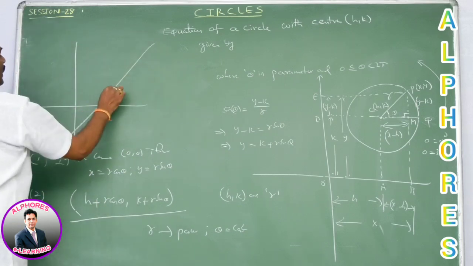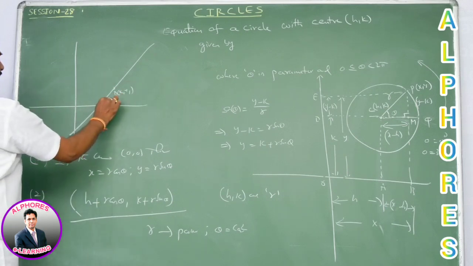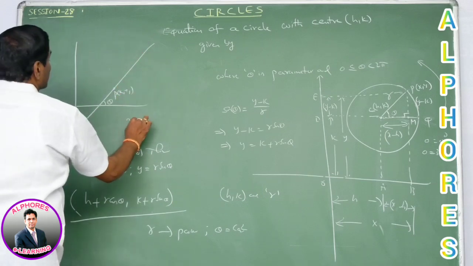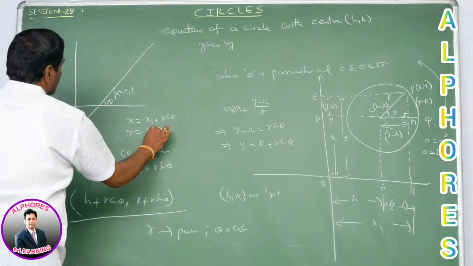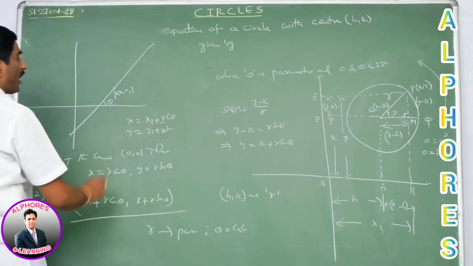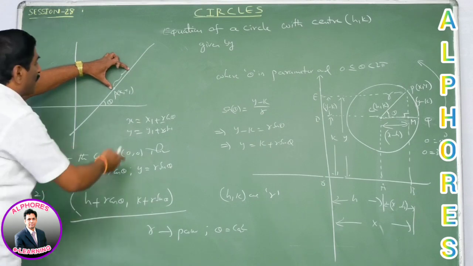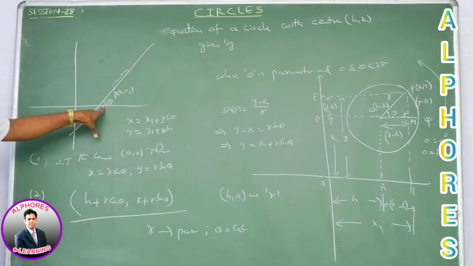Suppose P(x1, y1) is any point on the line, and this makes an angle theta with the x-axis. Then any point on the line in parametric form is x = x1 + r cos theta, y = y1 + r sin theta. Here r is the parameter. R is nothing but distance. If we have 5 unit distance, r is equal to 5; 6 unit distance, we take 6. R is the parameter, theta is the angle of inclination, constant.